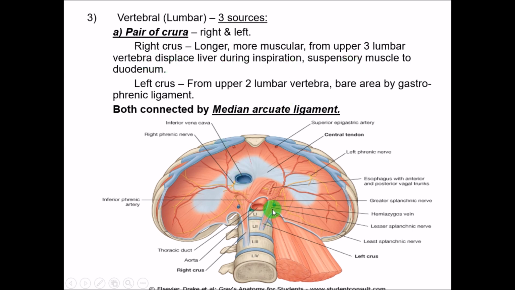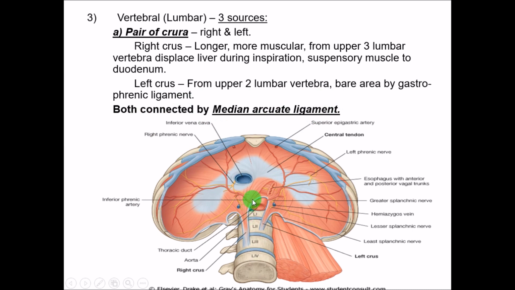Coming to the left crus. This is the left crus here. It takes origin from the upper two lumbar vertebrae. The right was from the upper three, so this takes origin only from the first and second, not from the third. So the left crus is slightly smaller compared to the right crus. The bare area is related to the gastrophrenic ligament which is present there. And both are connected by the median arcuate ligament.